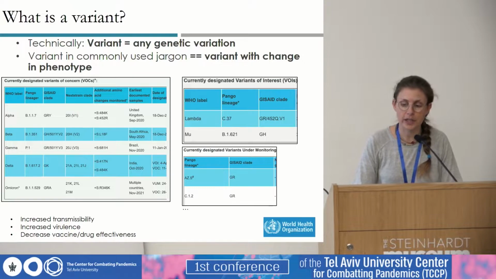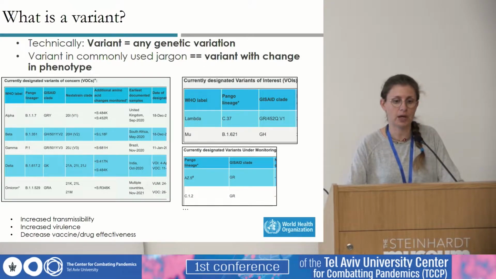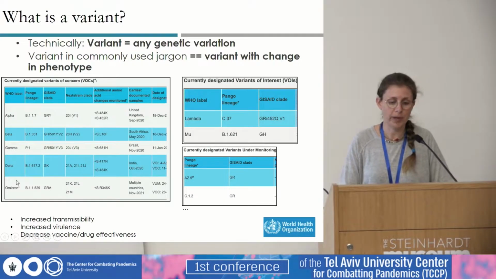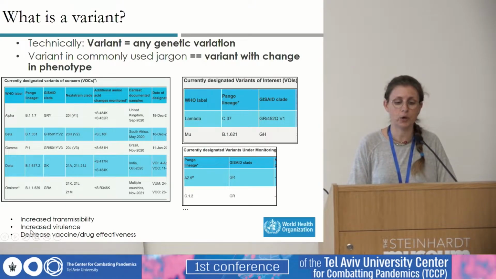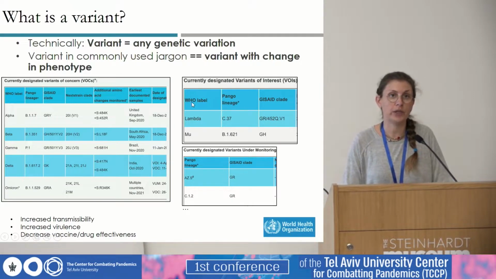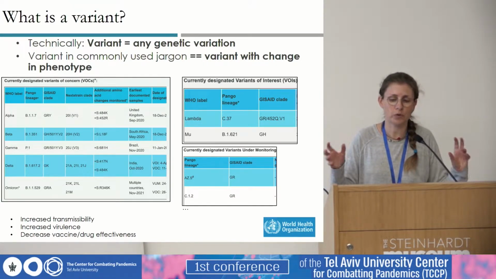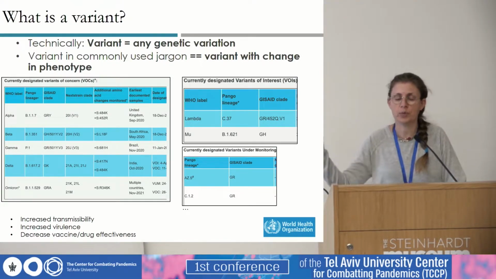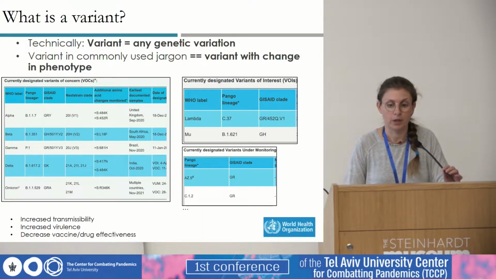And the World Health Organization, as well as other health organizations, define 3 categories of variants. So there are variants of concern, variants of interest, and variants under monitoring. Currently, there are 5 variants that are considered variants of concern based on the fact that they have either increased transmissibility or increased virulence, and or a decrease in vaccine or drug effectiveness. And these are alpha, beta, gamma, delta, and Omicron. There are other variants of interest that actually also showed some of these phenotypes, but they usually emerged and disappeared very quickly from the world.